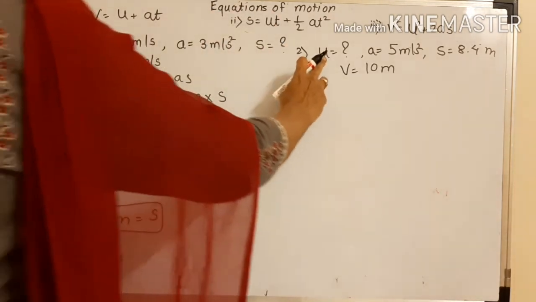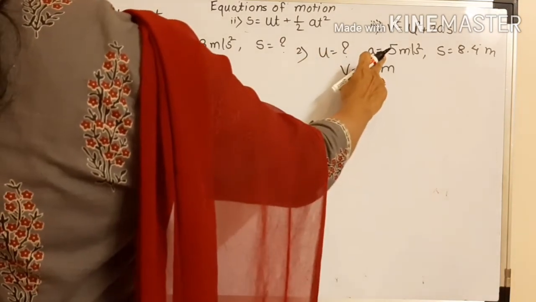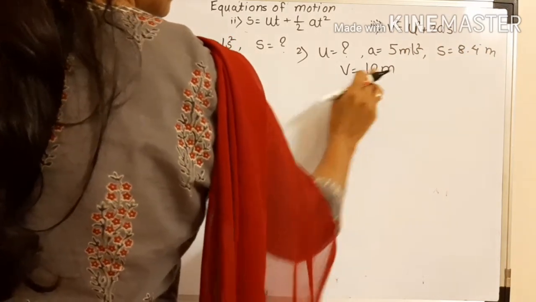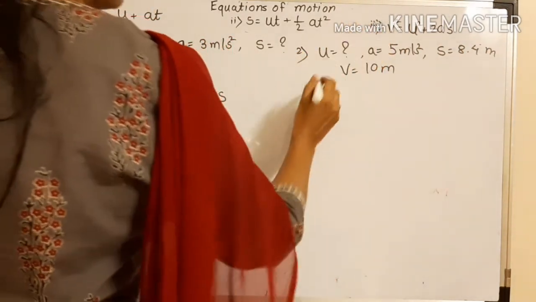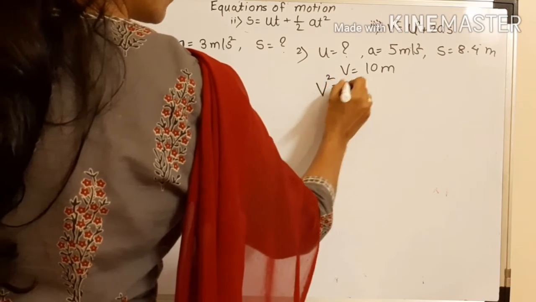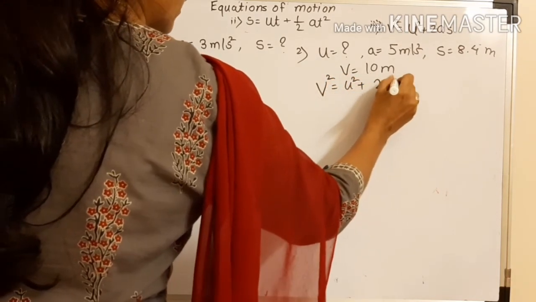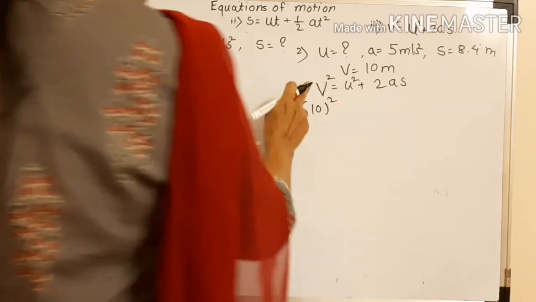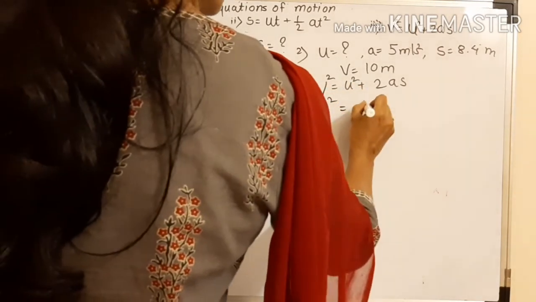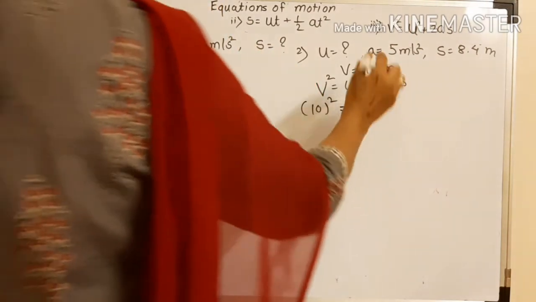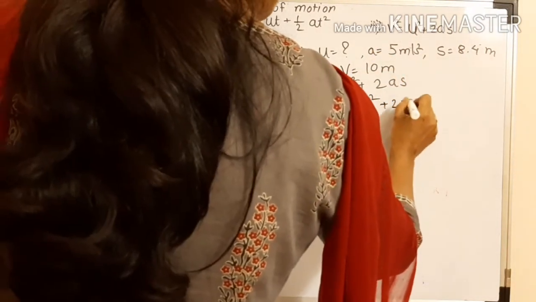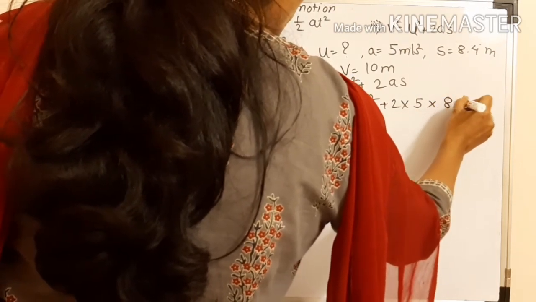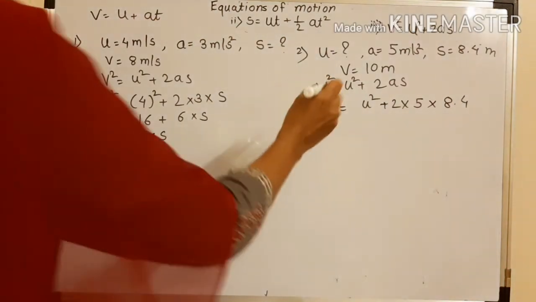Next problem. U is not given. A is given 5 meter per second square, s is 8.4 meter and v is 10 meter. You have to find u. Now use the third formula. V square is equal to u square plus twice as. Substitute the values. 10 square, because v is 10, is equal to u square as it is, plus 2 into 5, a is 5, and 8.4, because displacement is 8.4.